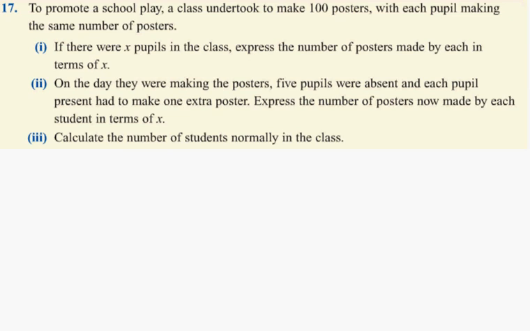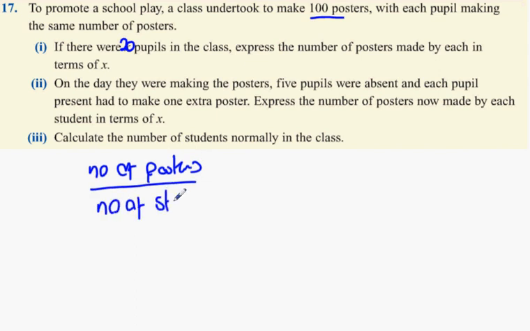X minus 5, excellent. So that means x minus 5 pupils were in, is what we can say. And each pupil present had to make 1 extra poster. So, if we use this formula again, for scenario B, when you're 5 students down, we still have 100 posters to make, don't we? And the number of students has been decreased to x minus 5, okay?